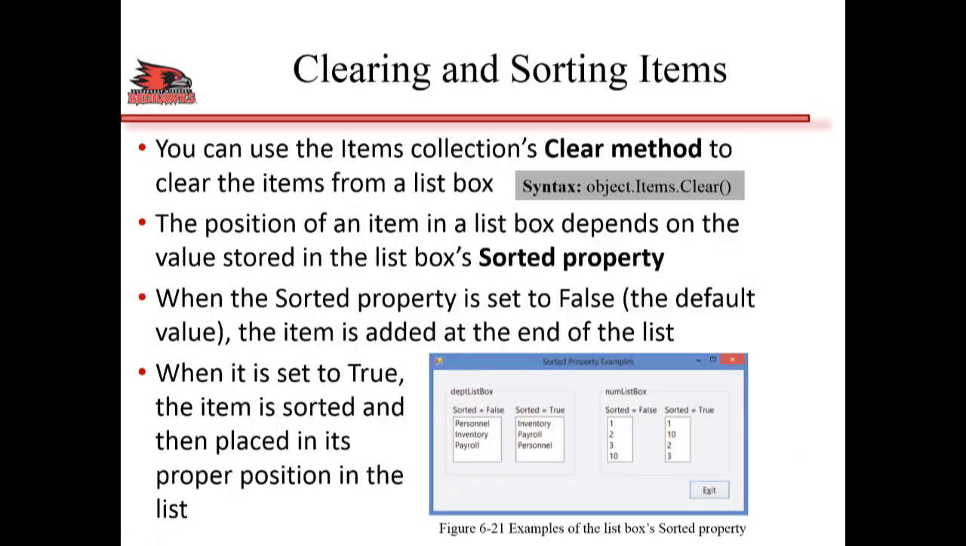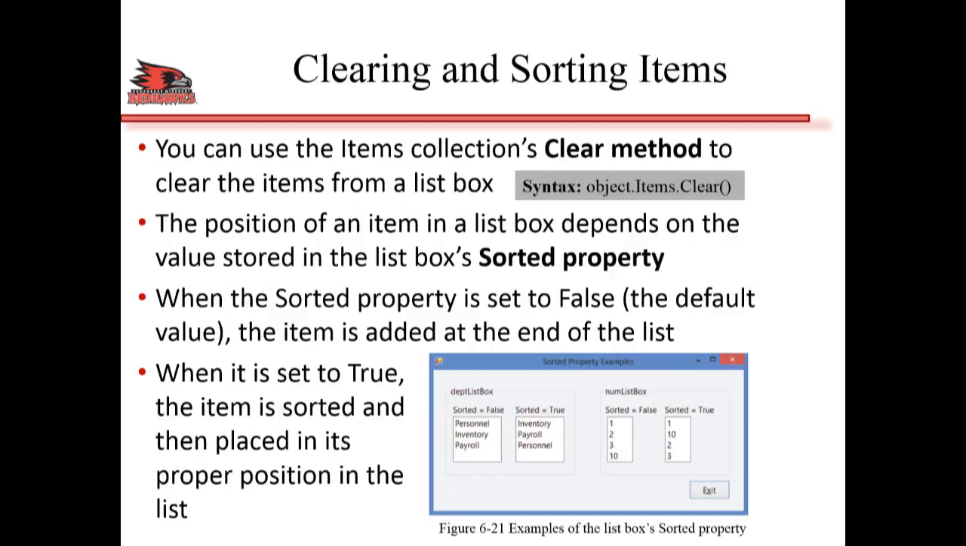So we've discussed how to add items to a list box. We also need to know how to clear items, and that's using the clear method, where you just write a line of code to clear every item in the list box itself. And the syntax is given here: object.items.clear, and then the brackets. In place of object you'll have the name of your list box, like animal list box or department list box, whichever list box you want to clear. Then dot items, then clear.